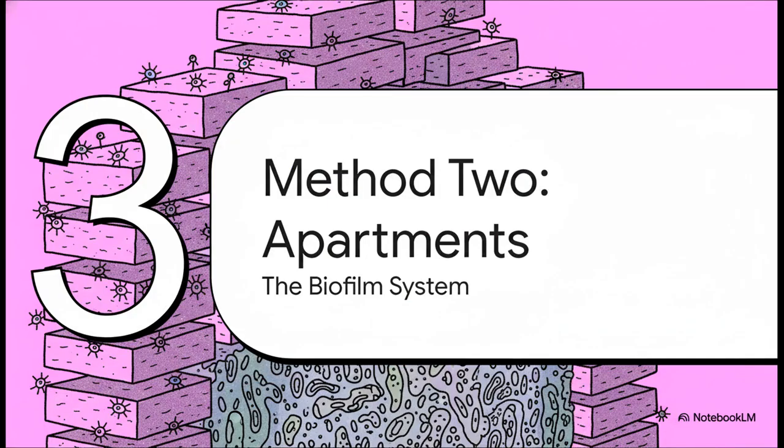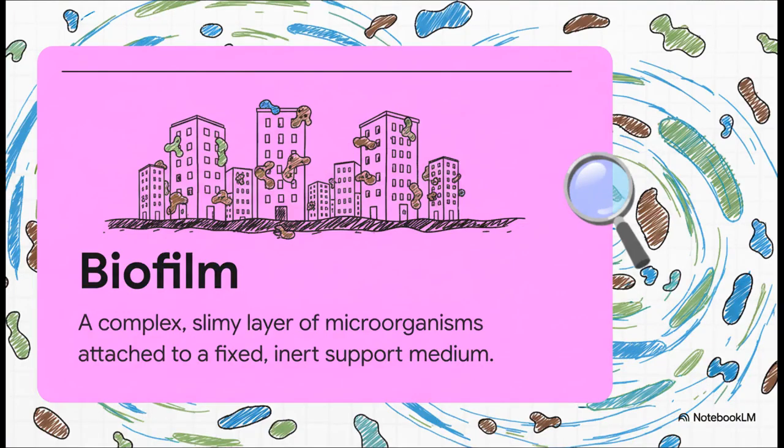So what's the alternative to this free-for-all pool party? Well, it's giving your workers a permanent address. This is the attached growth idea, what we're calling the apartment complex philosophy. Here, the microbes live on a fixed surface, and we just make the wastewater flow right past them. So instead of flocs floating around, the workers here form a biofilm. You've definitely seen this before. It's that complex, slimy layer of microorganisms you might find on a rock in a stream.